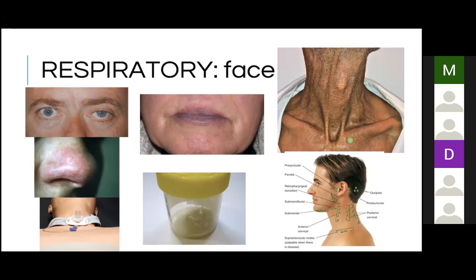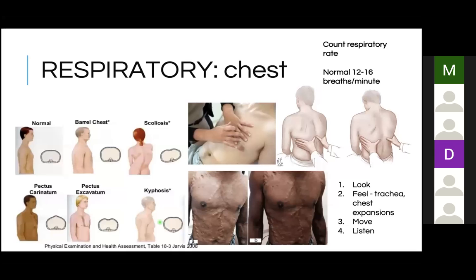So basically, the tracheal tug is when you're feeling in that suprasternal notch, you'll feel a downward displacement of the thyroid cartilage during inspiration. And this is an indication of a tracheal tug, which can show increased work of breathing or respiratory distress.